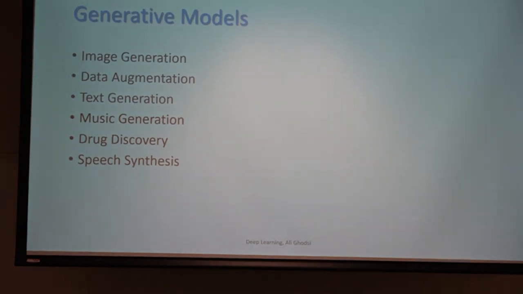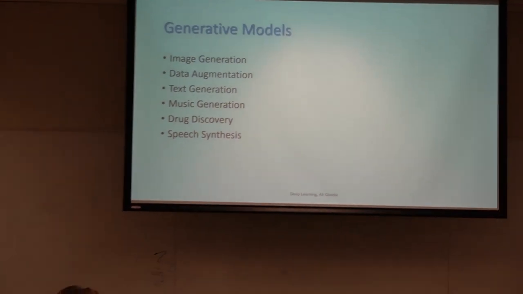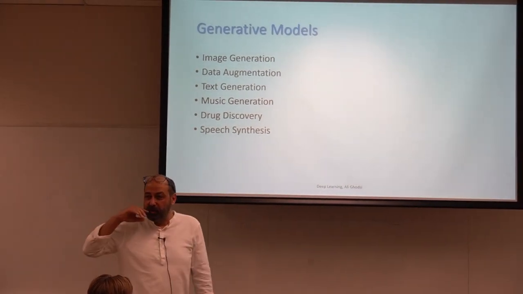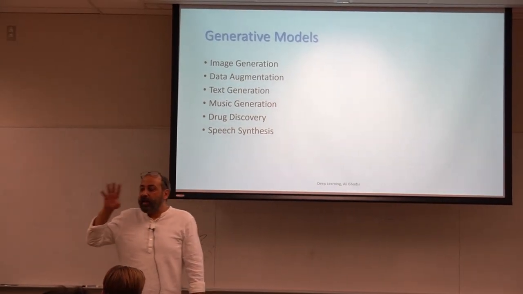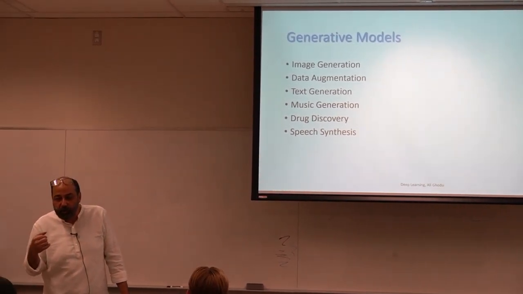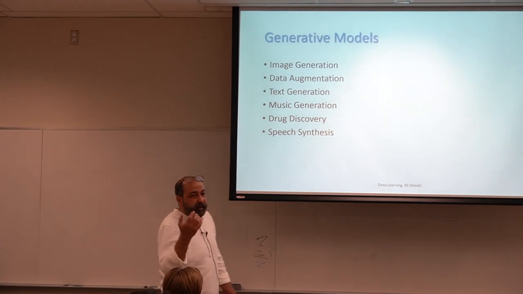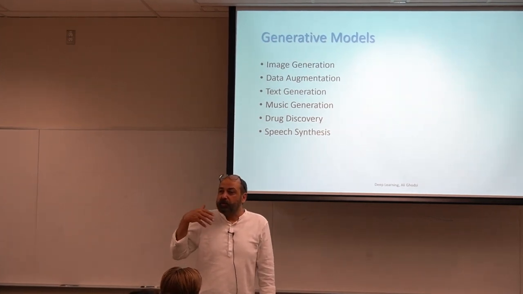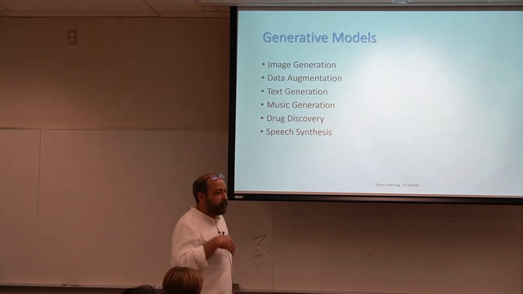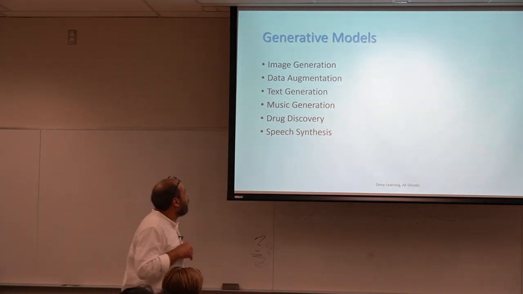Okay, and there are more examples. I told you that one of the milestones was generative models. And we had GAN. More recently, we have diffusion models. And we had GPT as a generative model to generate images, to generate text, and to generate videos, and so on.